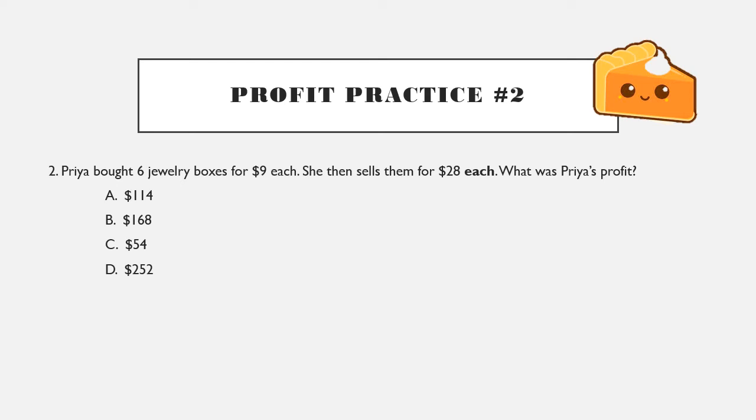Priya bought 6 jewelry boxes for $9 each. She then sells them for $28 each. What was Priya's profit?